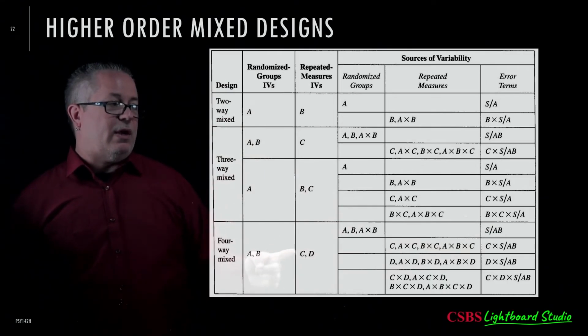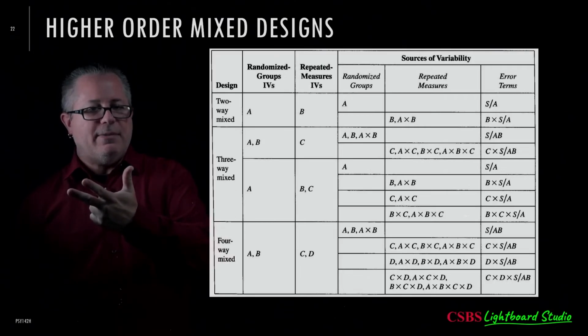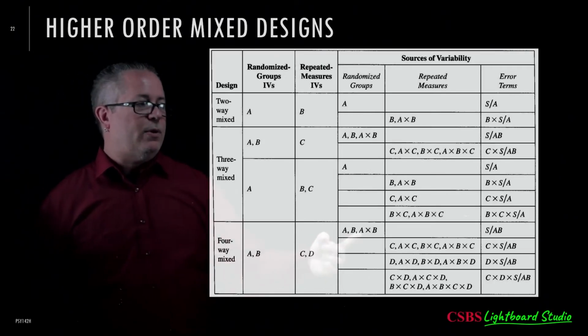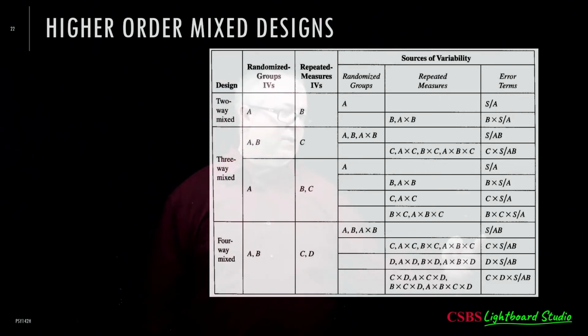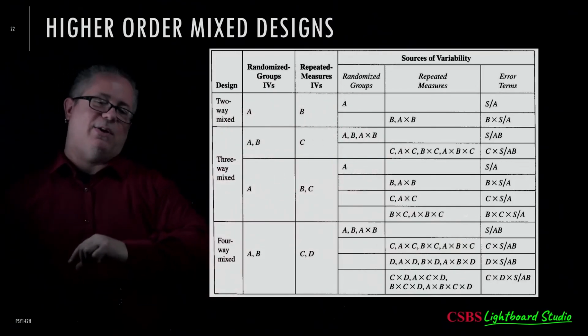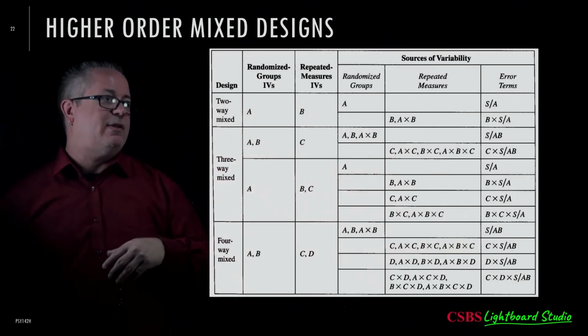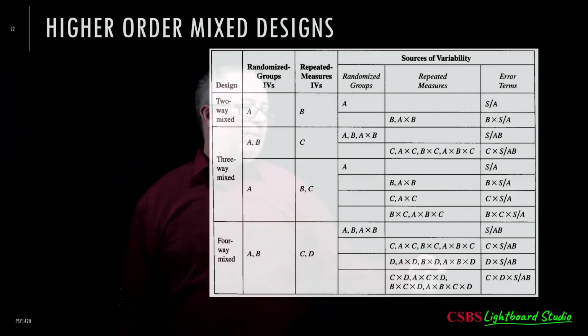So now you got it. Anything that's either C or C with A or B, that's one error term. So C, A by C, B by C, A by B by C, all get C by S with an AB. Anything that is D or D along with A and or B gets a separate error term. So D, AD, BD, A by B by D, all get D by S with an AB.